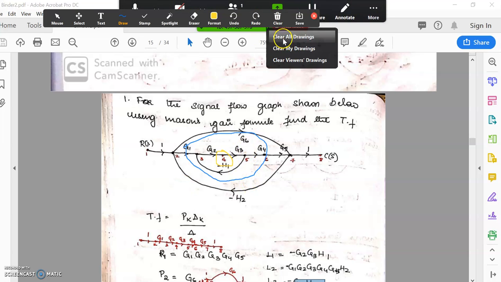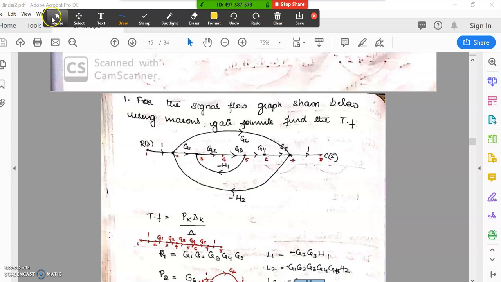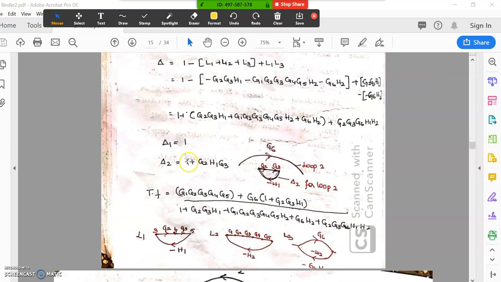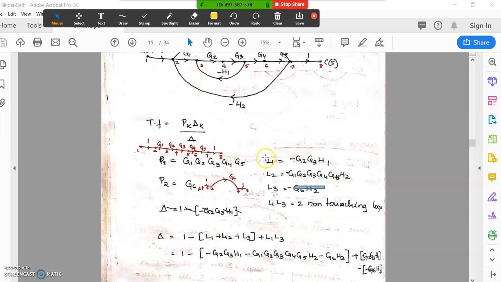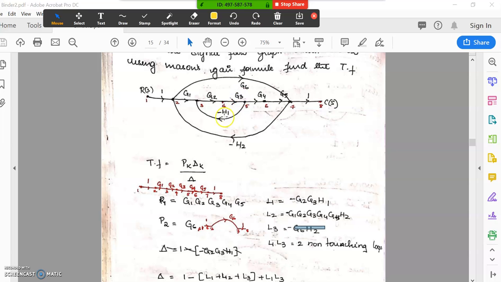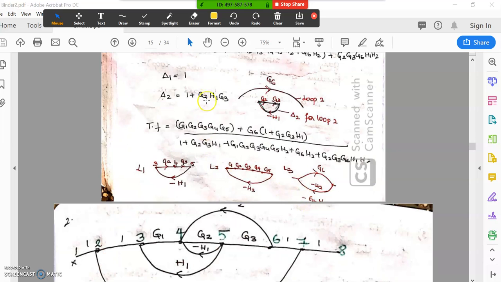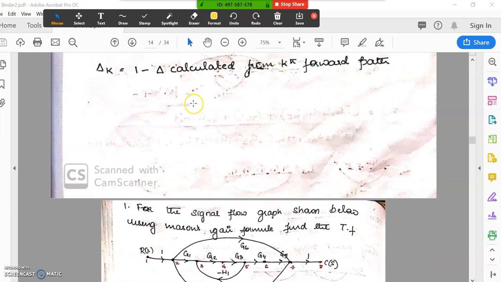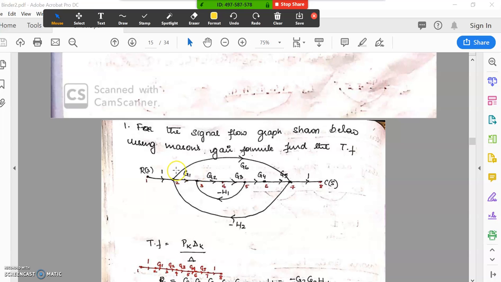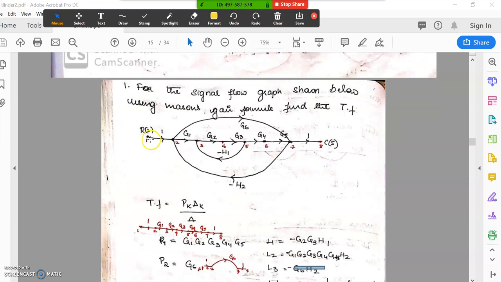So now delta 2 will be 1 minus of minus, what is the gain of this? G2, G3 minus H1. That will be delta 2. Delta K value is, PK we know is the forward path gain. PK is forward path gain, and delta K for that would be any loop which is not touching any node.